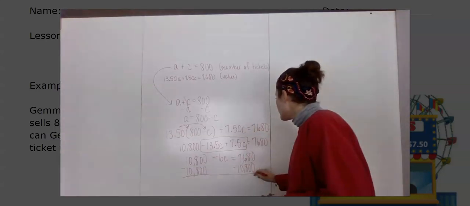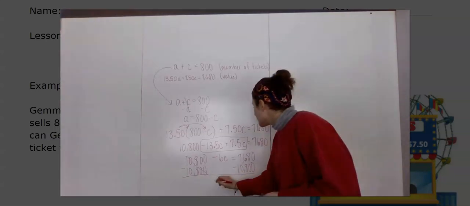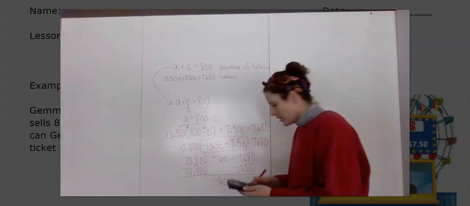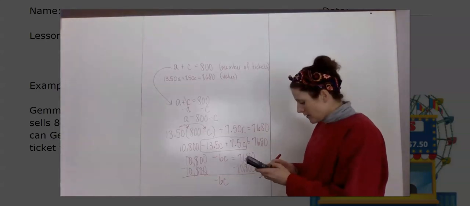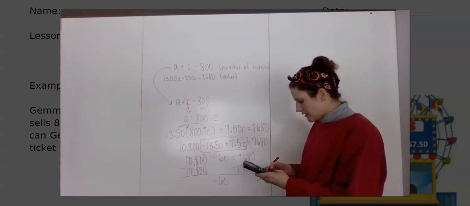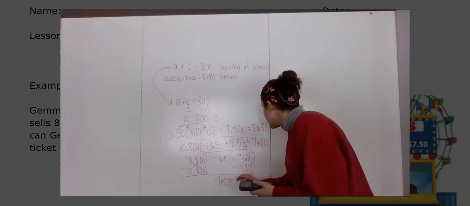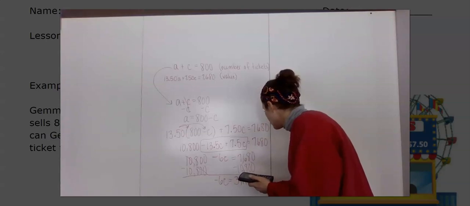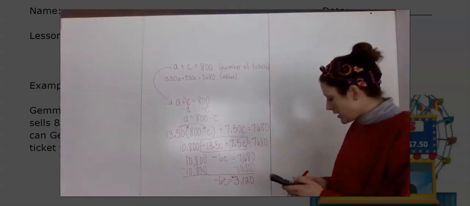Now, of course, normally when you subtract, you have the larger absolute value on top. So when I plug this into my calculator, I'm going to do 10,800 minus 7,680. Oops. It would help if I type it in correctly. I get 3,120, and that is a negative because my 10,800 was a negative.